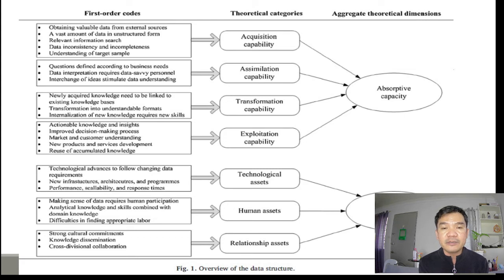The theoretical categories are groupings of the first order codes, coming from the perspective of the paper, which is dynamic capability and the assets. Then the aggregate theoretical dimensions are presented, as you cannot see the other one. This is absorptive capacity and the BI assets.